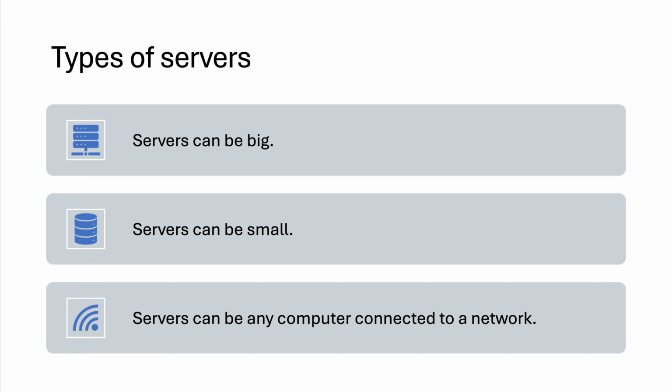There are many types of servers. Servers can be big, servers can be smaller, servers can be any computer connected to a network. So it could be a Raspberry Pi, it could be a Dell XPS 15 like I'm going to be using, it could be an actual fully sized server rack, it could be a mobile phone, it could be a tablet. Once it's connected to a network and it's able to give other devices on the network some form of resource.